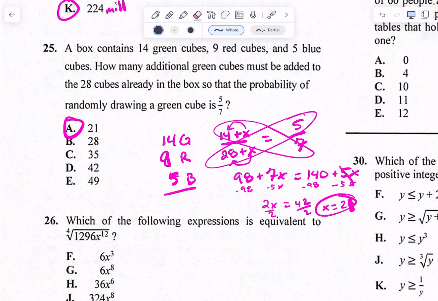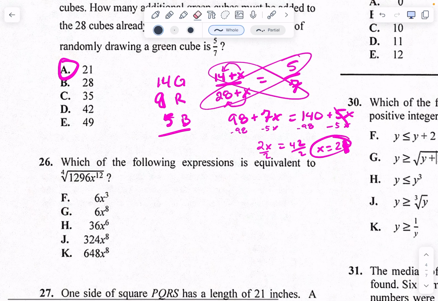But they're proportions. You're adding the number to the pot, so you're adding to the green and adding to the total at the same time. So you're adding x to the top and the bottom, and then it's just a cross multiply and divide.